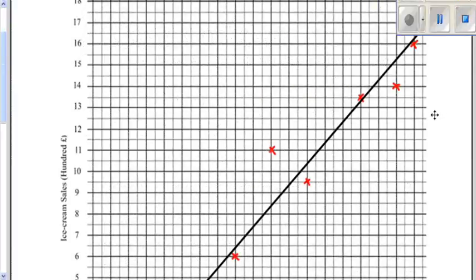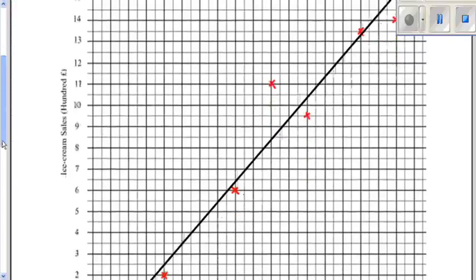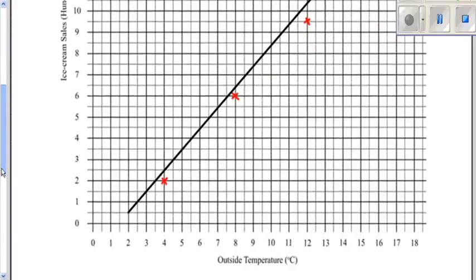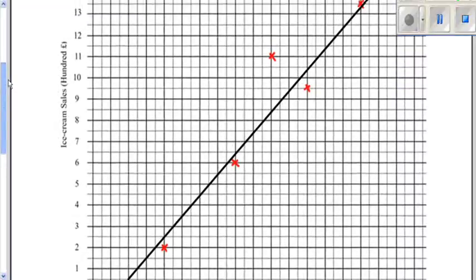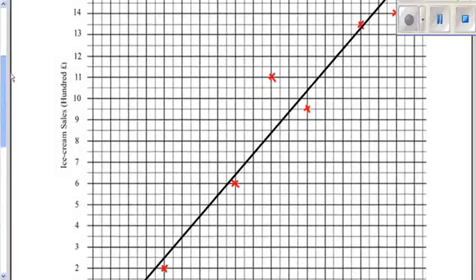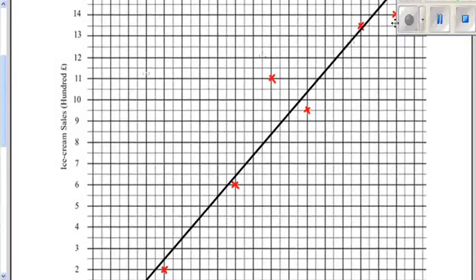Okay, so for the scatter graph, it's fairly simple, hopefully, for you to plot your points. You can see I've plotted the points in red there. Your scales are done for you: outside temperature along the horizontal axis, ice cream sales along the vertical axis. You can see all the red points there, and you can see the line of best fit is going through the middle of the points. It goes through some of them, and roughly, very roughly, the same number of points are on both sides.